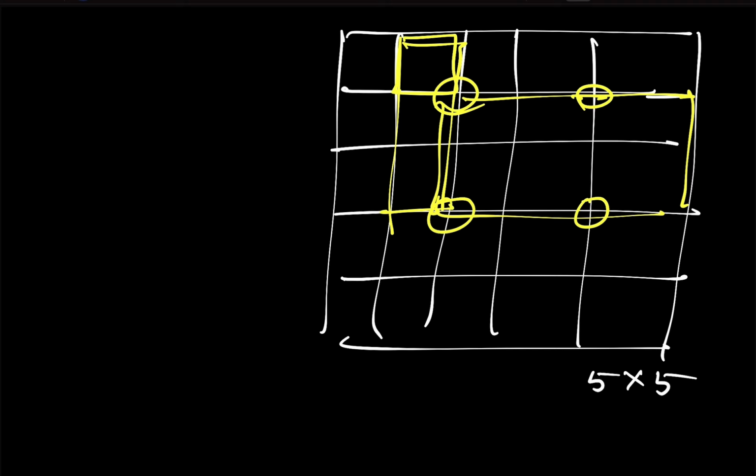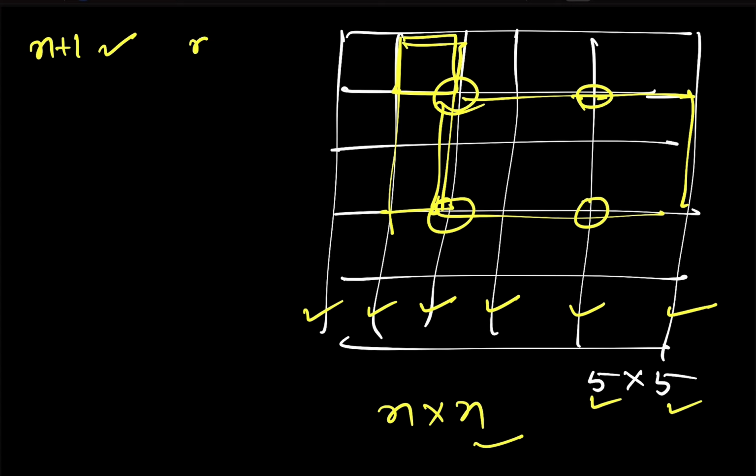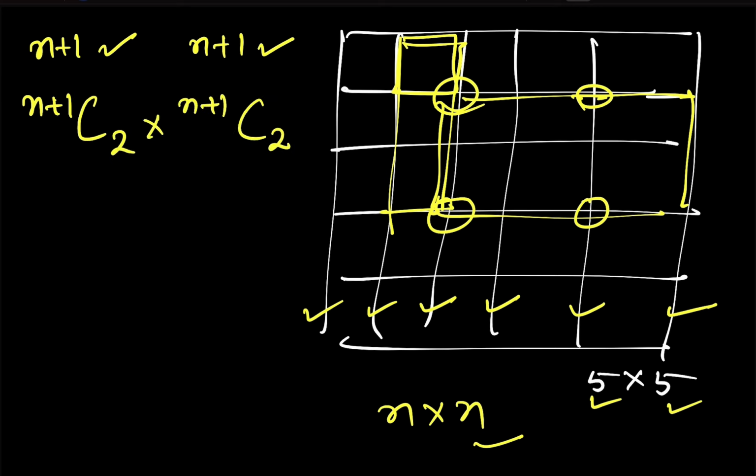So let's count the total number of horizontal lines. If a 5 cross 5 grid is there, 1 2 3 4 5 6, we will have 6. Similarly, if you have an n cross n grid system, you will have n plus 1 vertical lines and n plus 1 horizontal lines. Now you have to select 2 horizontal lines and 2 vertical lines. So n plus 1 C 2 into n plus 1 C 2 will give you the total number of rectangles in this n cross n grid system.